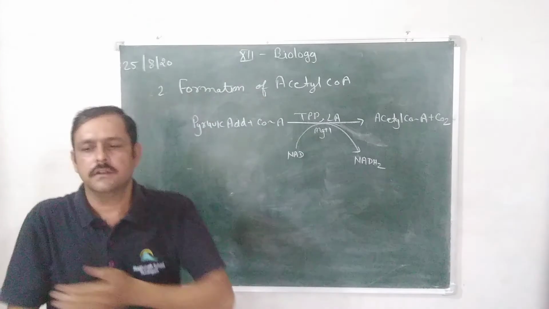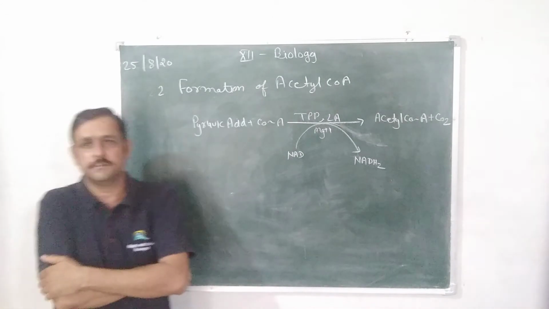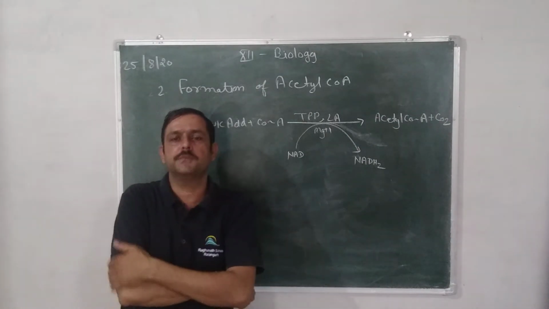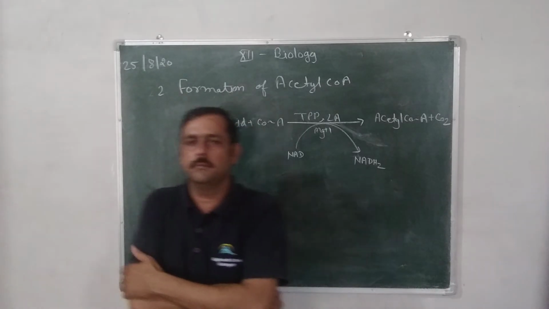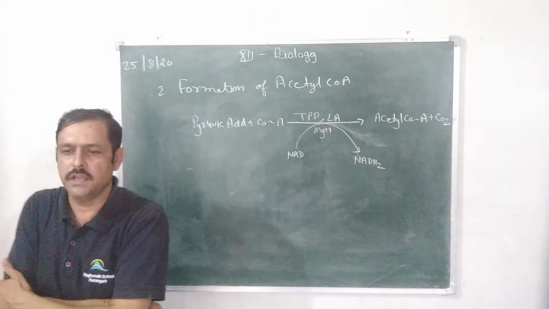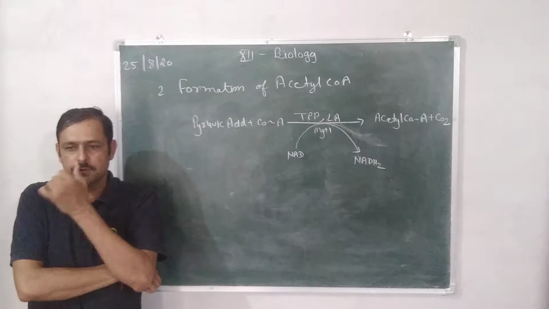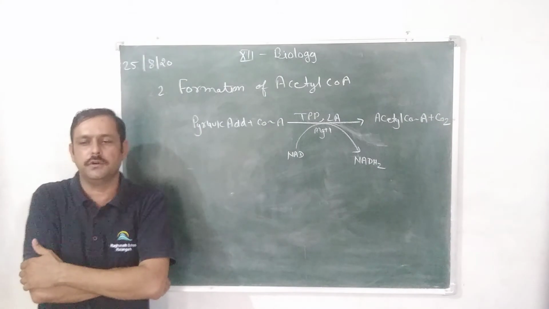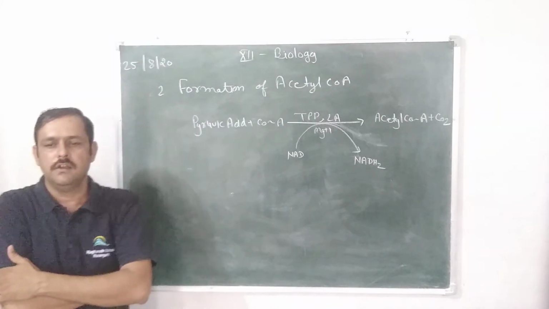acid formed by glycolysis in the cytoplasm moves to the matrix of mitochondria. One carbon atom of pyruvic acid is oxidized into CO2 in the matrix of mitochondria. This process is known as oxidative decarboxylation.